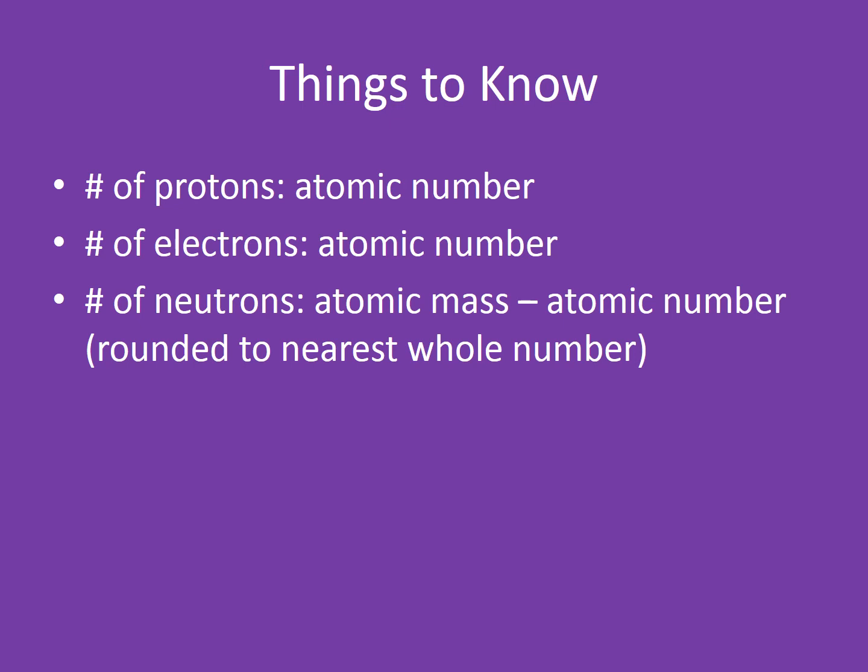And then the number of neutrons, you're always going to round. Always, always. Do not give me decimals for neutrons. It's a particle. You can't have 4.7 neutrons. That's impossible. So you're going to take that atomic mass, round it to the nearest whole number, and then subtract your atomic number.